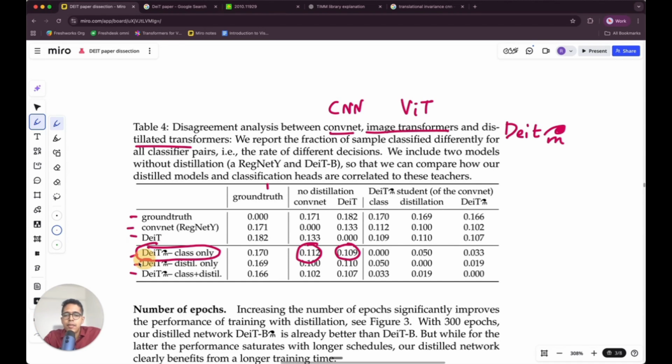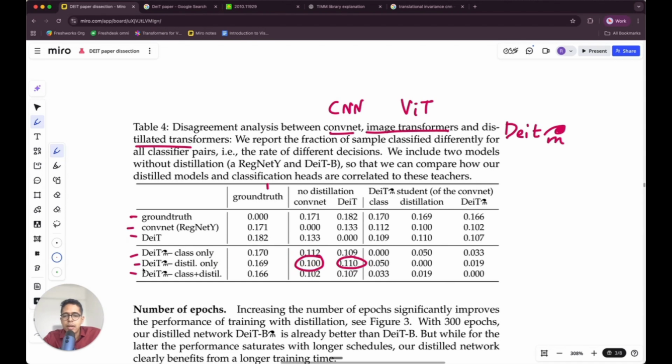On the other hand, if we look at the distillation token, which one should be high? Its disagreement towards ConvNet should be low. Its disagreement towards just a vision transformer type of model should be high. And where is that shown? Just here. So look at these two numbers.